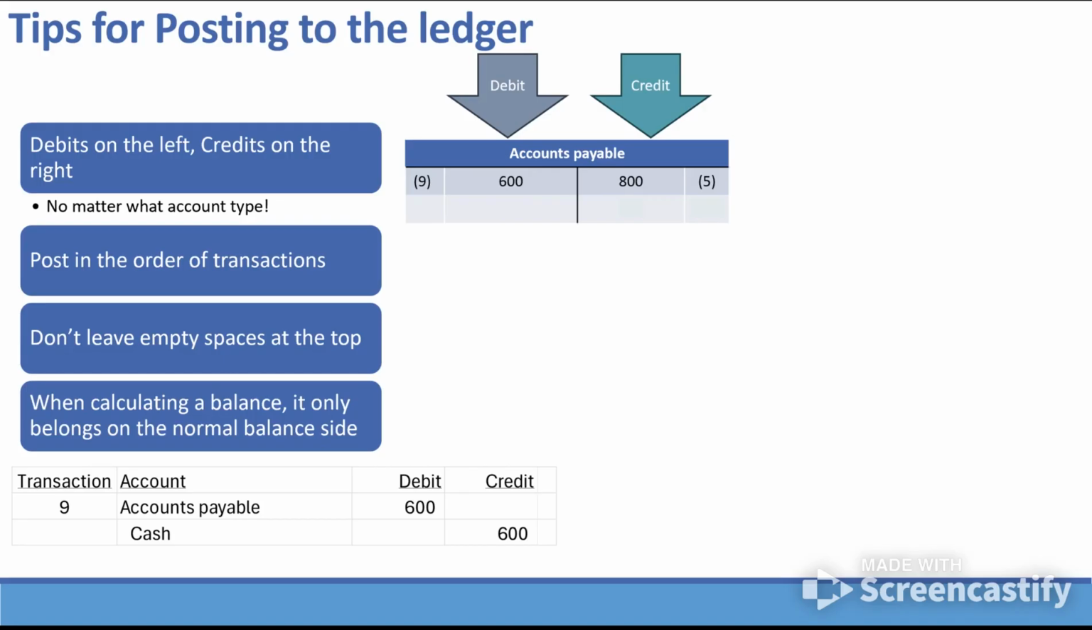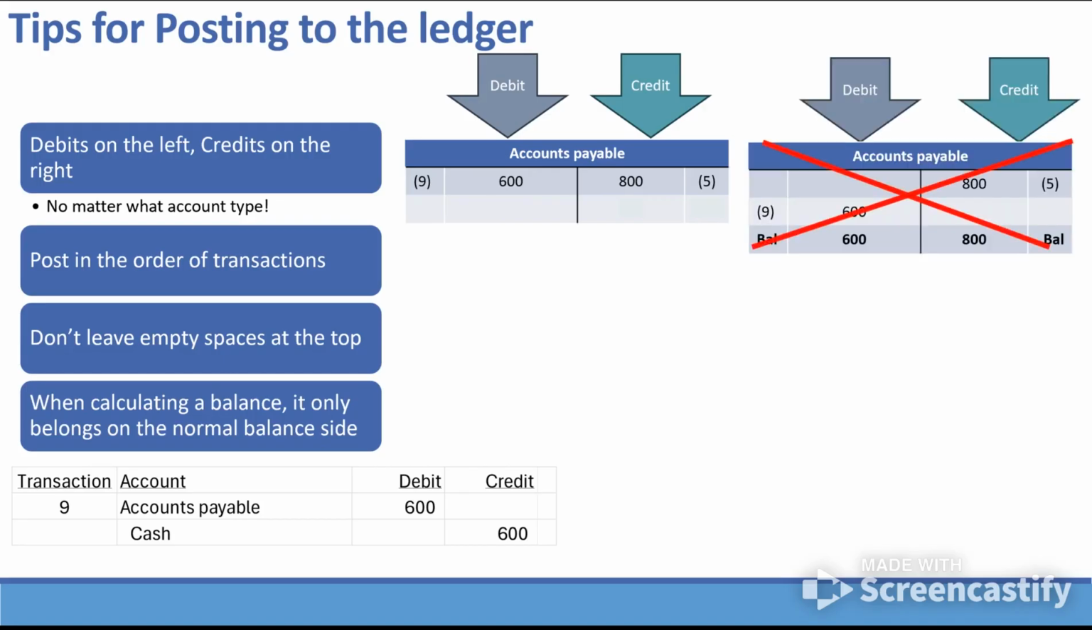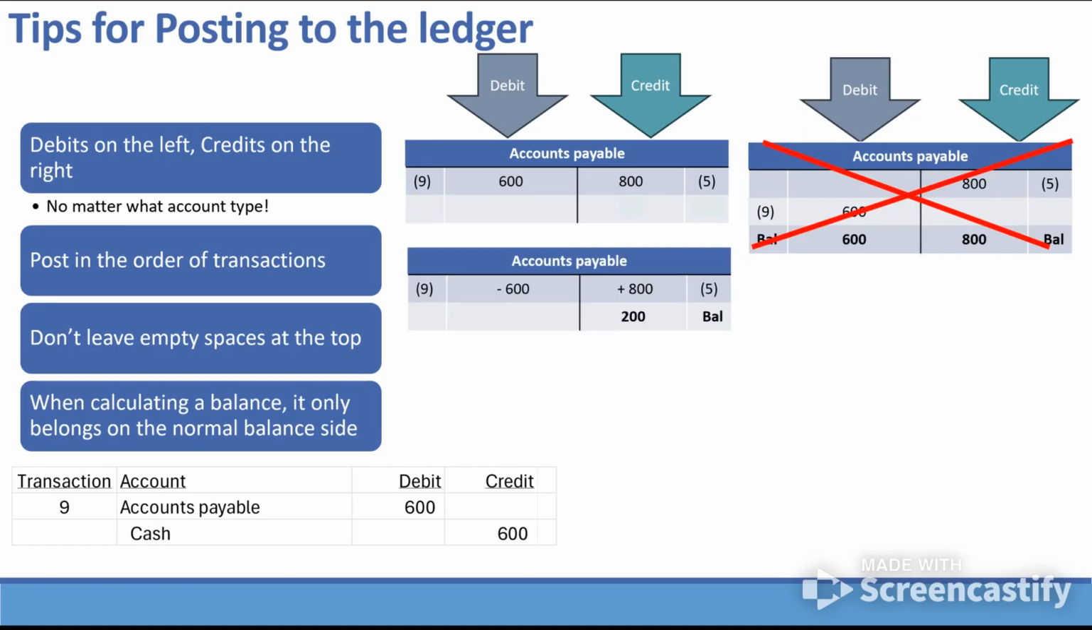If I post this then to my accounts payable account, it's going to get posted on the left side or the debit side. Again, I'm not leaving holes. It's at the top just across from the other transaction. And again, I can calculate that ending balance. In this case, the account increases with credits, decreases with debits, and so that ending balance is the 200 on the credit side.